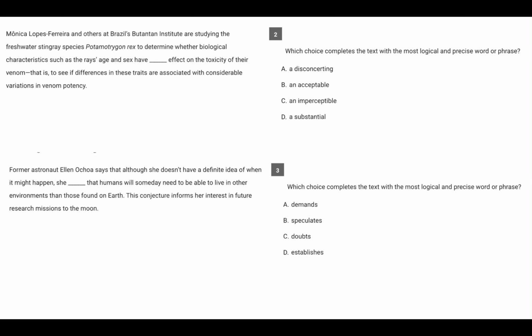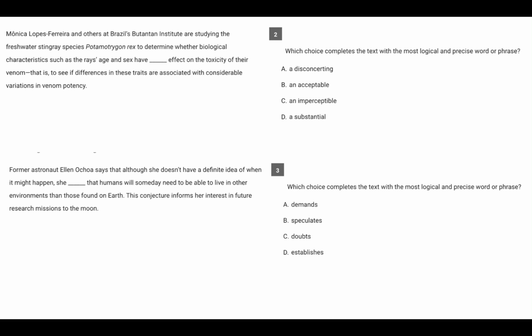Okay, let's see more examples. Monica Lopez and others at Brazil's Something Institute are studying the freshwater stingray species Something rex to determine whether biological characteristics, such as the ray's age and sex, have something effect on the toxicity of their venom.